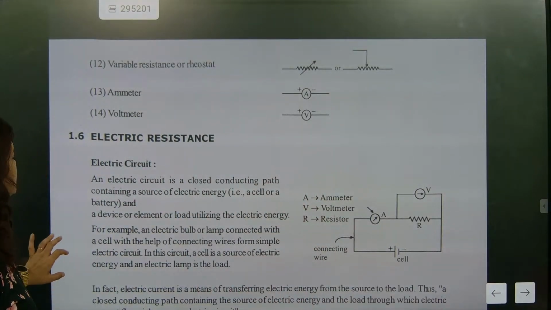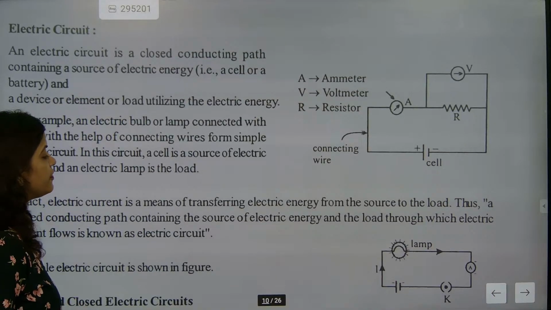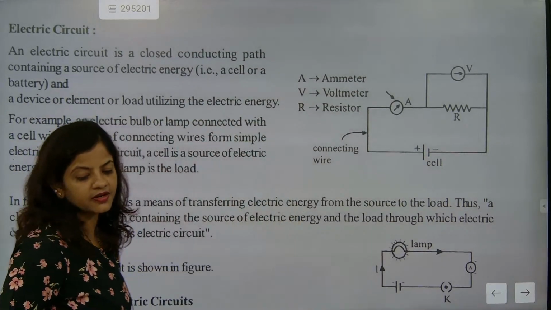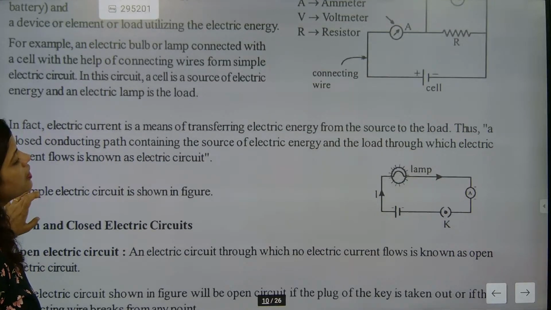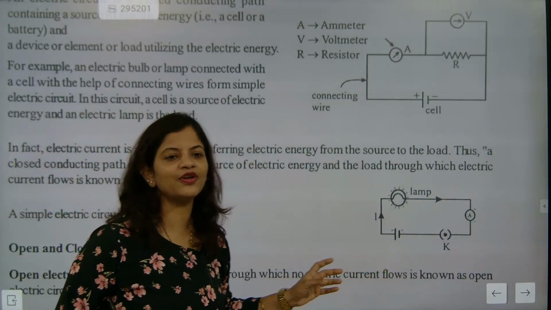So now look here. Now we have to see the circuit. Usually in CBSE, they will give you a wrong circuit and they will expect you to draw the circuit. So they will tell you to draw the circuit. Wrong circuit rectification is also one of the parts.